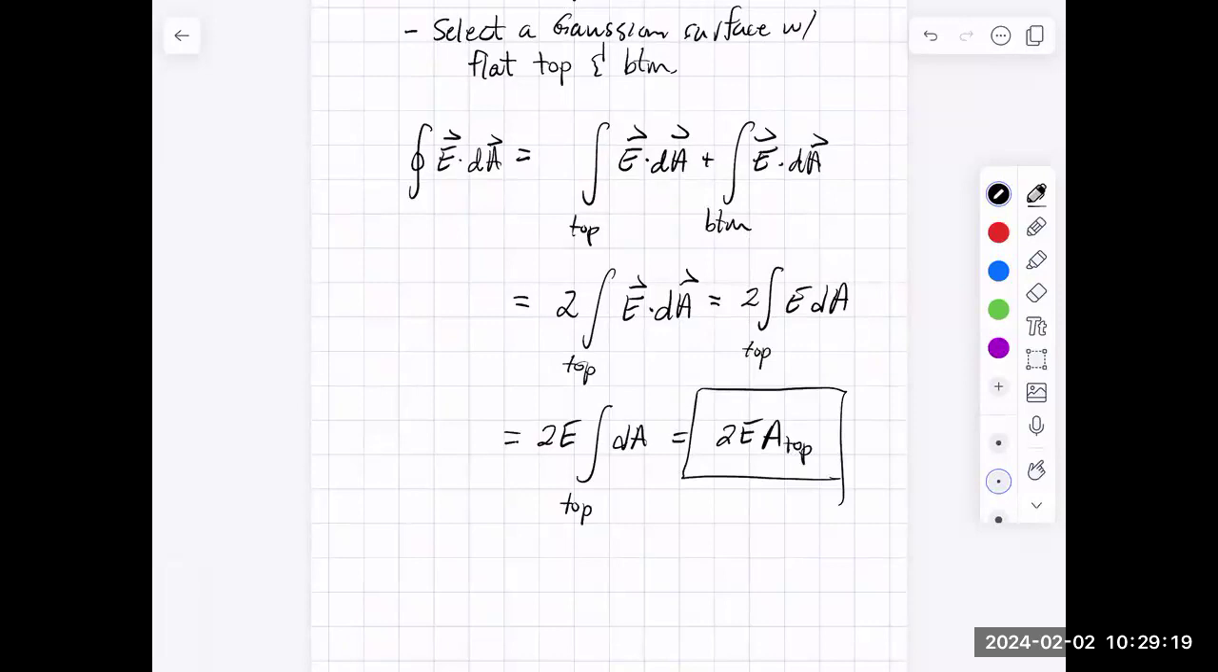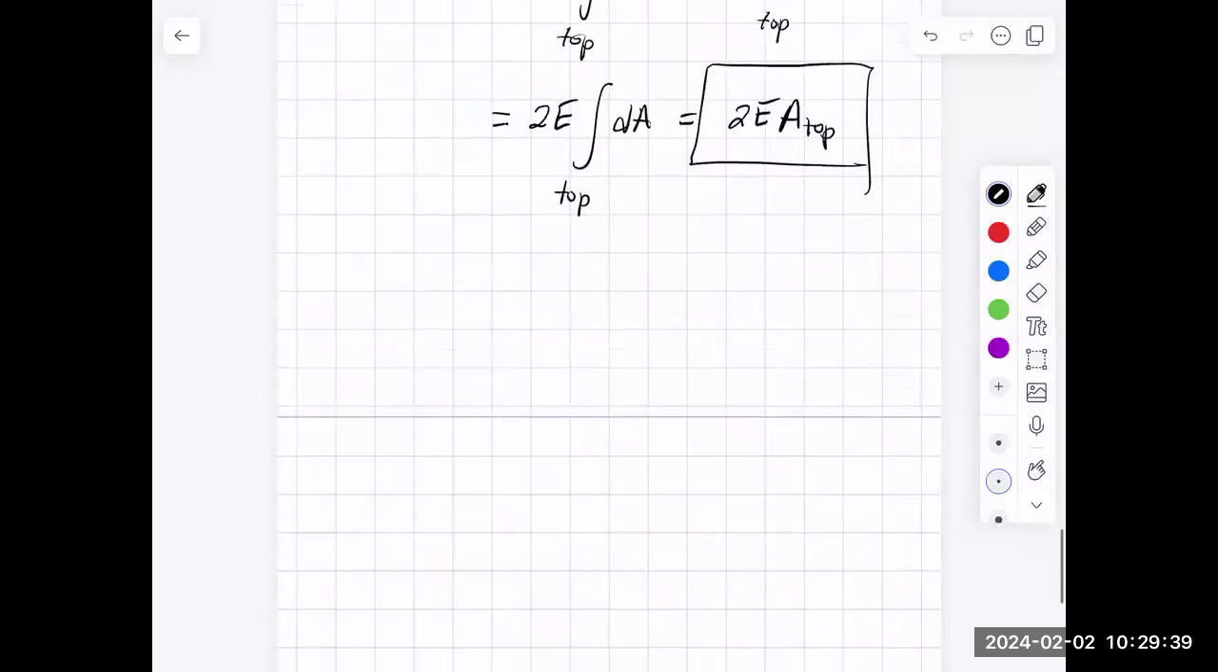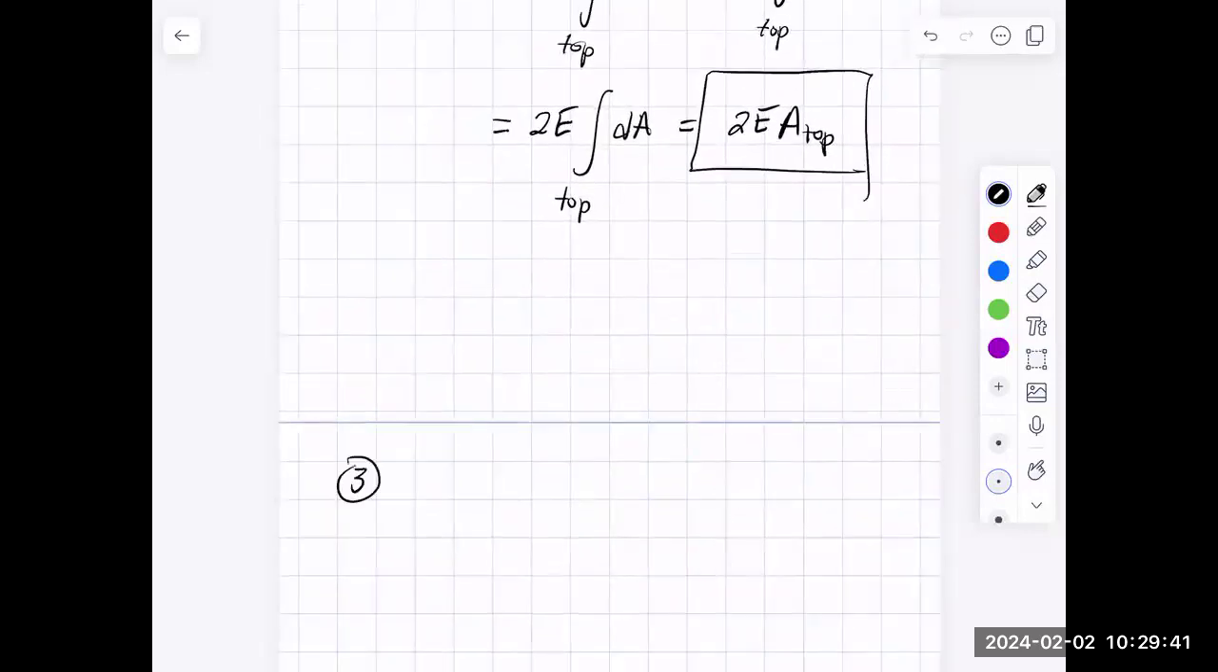Can anyone guess what we have? Spherical symmetry, we have planar symmetry. What other common shape might we encounter? Cylinder. So that's the only one we haven't done. And that's what I want to do with the remaining 20 minutes that we have here. So case 3 is a cylindrical distribution of charge.